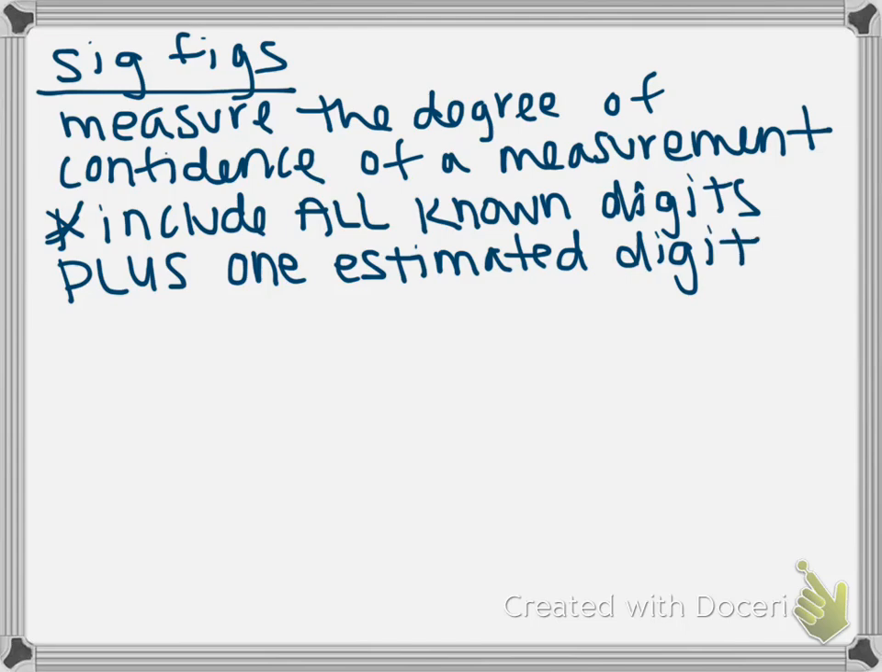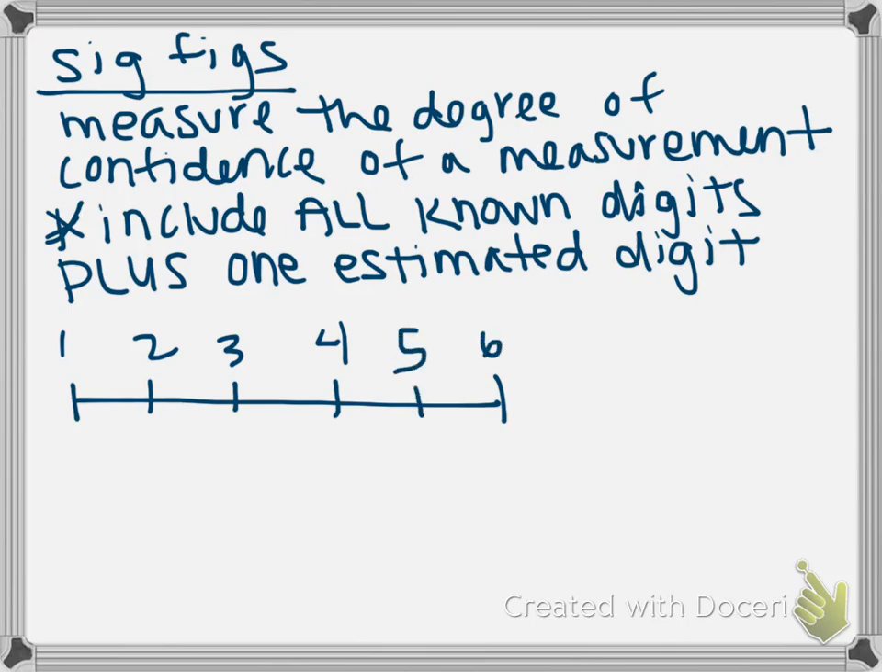Okay, so what that looks like is, for example, if you had a meter stick and all it was labeled was 1, 2, 3, 4, 5, and 6. Okay, again, this is a meter stick. So all of these measurements are in meters. And let's say that you had a stick that was this long. Okay, and I asked you to tell me how long that stick was. You would probably say that that stick was 3.5 meters long.